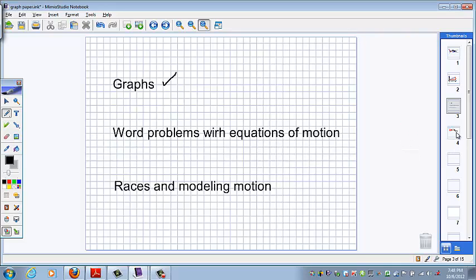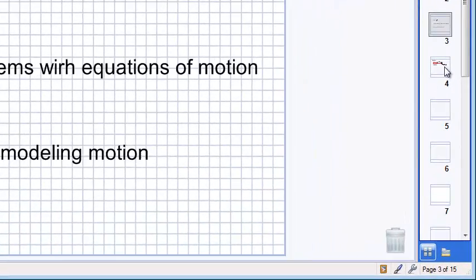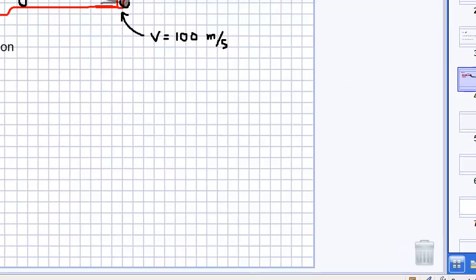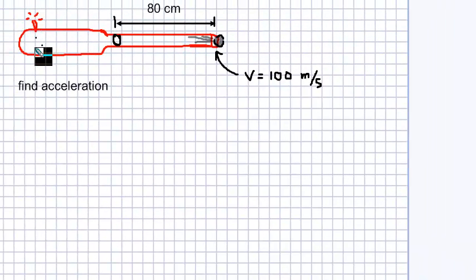The first 1, 2, 3, 4 questions are going to deal with a problem that has some similarities to this one. Imagine we've got a ping pong cannon, and so we have some fuel in here.